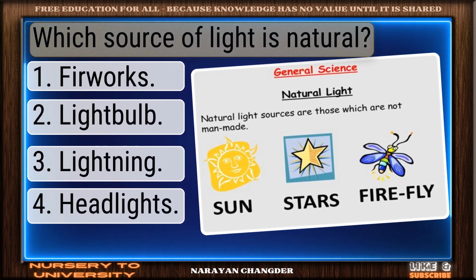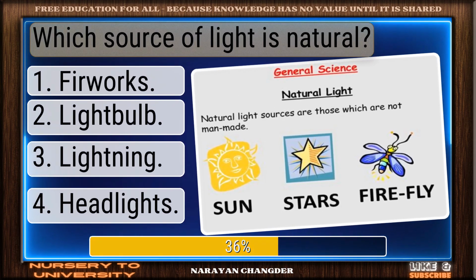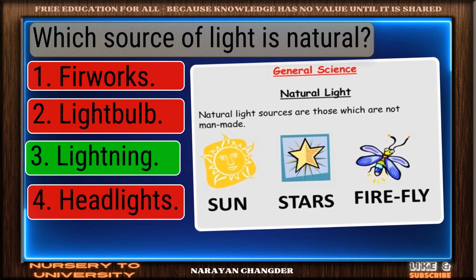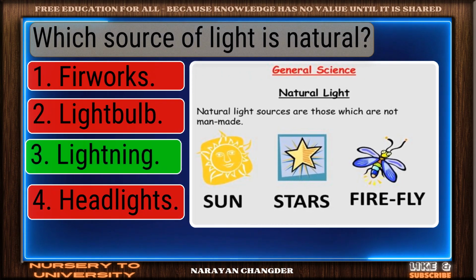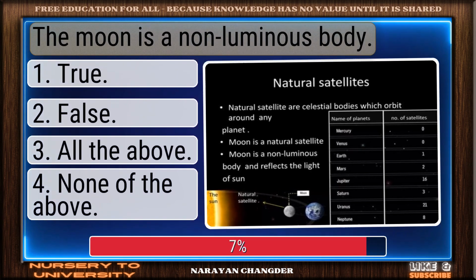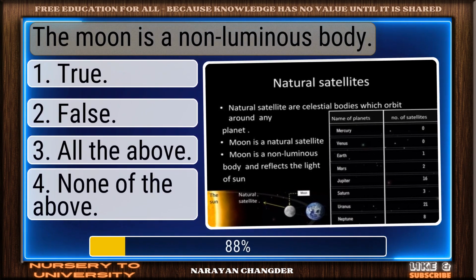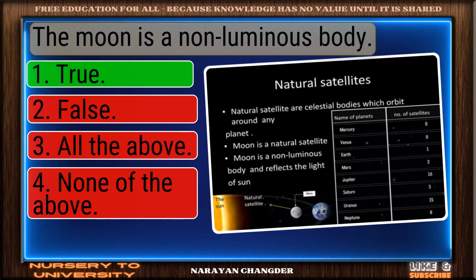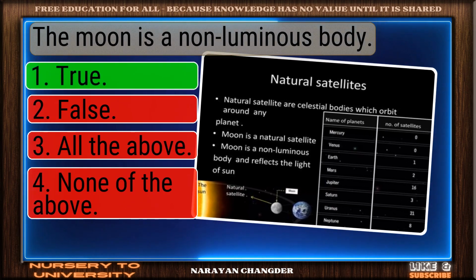Which source of light is natural? Nicely done. Lightning is a solid answer. The moon is a non-luminous body. Solid response. True is a valid choice.